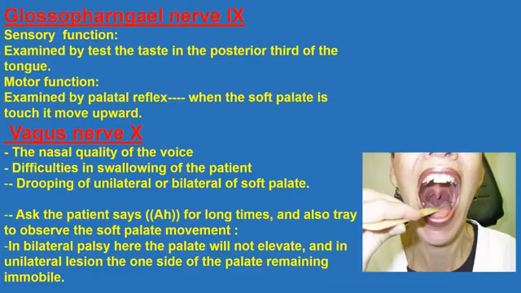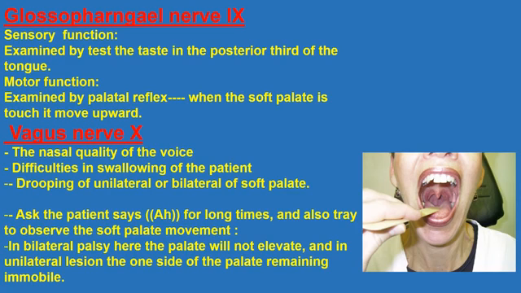The ninth cranial nerve is the glossopharyngeal nerve. It's also a mixed nerve, sensory and motor. To examine the sensory function, we can test the taste in the posterior 1/3 of the tongue, while the motor function is tested by examination of the palatal reflex. When we try to touch the soft palate, it moves upward.